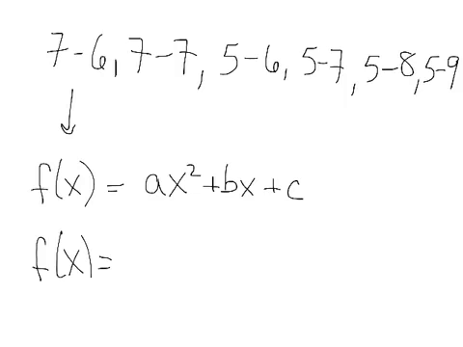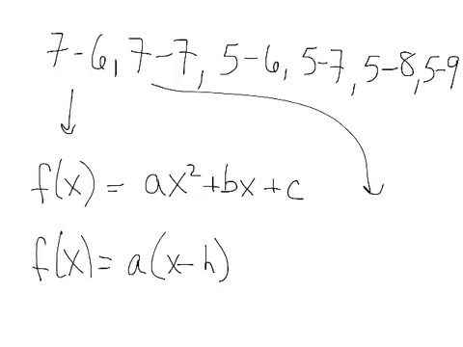f of x equals a times x minus r1 times x minus r2. That's intercept form. We'll do that over here. Hold off. You want to finish it now that you see? No. x minus h, a times x minus h in parentheses squared plus k. Good.